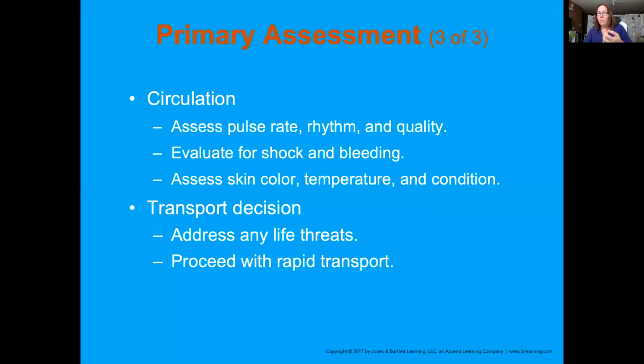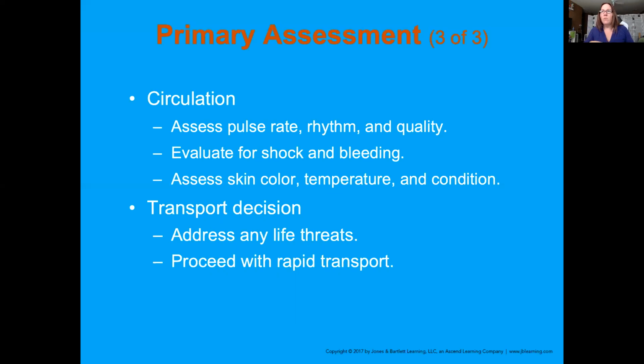The rhythm, right? Is it regular or irregular? Heart rate should be regular. If it's irregular, that's not normal, so we need to explain that. All right, we need to document it. And then the quality: do they have a bounding pulse? Is it weak? Is it thready? Okay, so those are things that we need to explain.